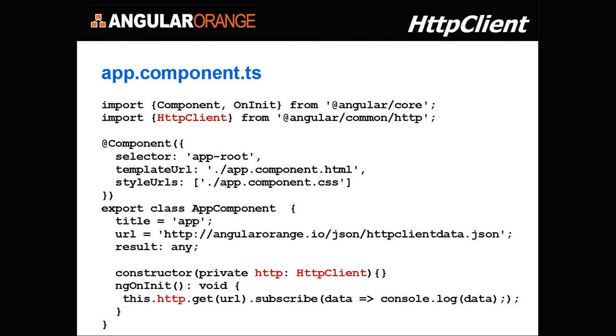And so in my ngOnInit function, I do an http.get on the URL, and I subscribe to that. The http.get is on my URL, which I've defined to be this HTTP client data.json file, which I put on the cloud on my website. When I subscribe, I get the data, and I log the data. Now the data is coming back. The JSON data is going to be converted to an object, and that data gets logged.